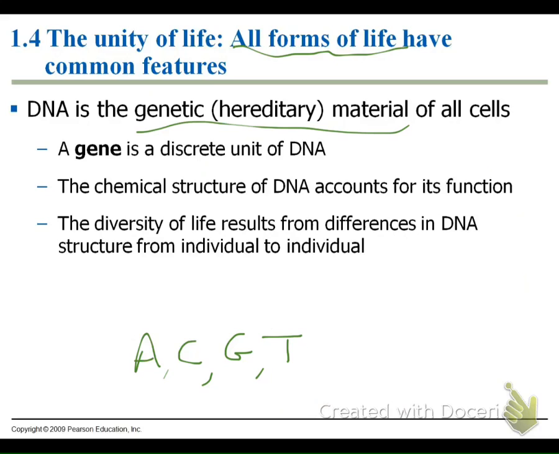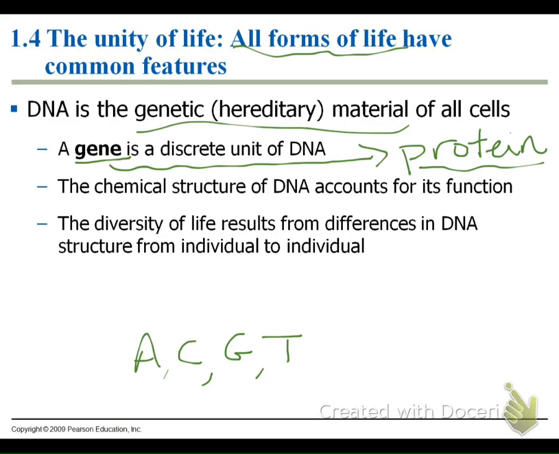Now, genes are considered to be a discrete unit of DNA. A gene we generally think of as giving instructions to make a protein. All right. And we will go over all of that, how a gene encodes for a protein, later on in this course. All right. So one of the big arguments that all organisms on Earth came from a single common ancestor is that we all share the same genetic code. The fact that we share the same genetic code allows us to put a human gene for insulin into a bacterial gene, and the bacteria can make the insulin for us.